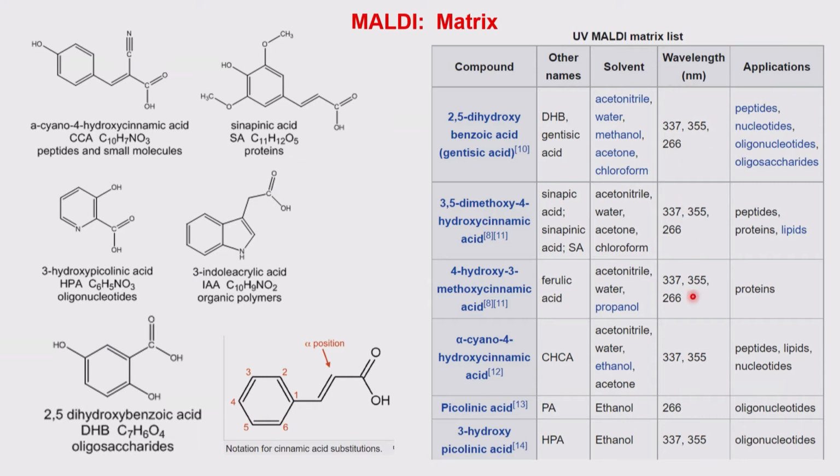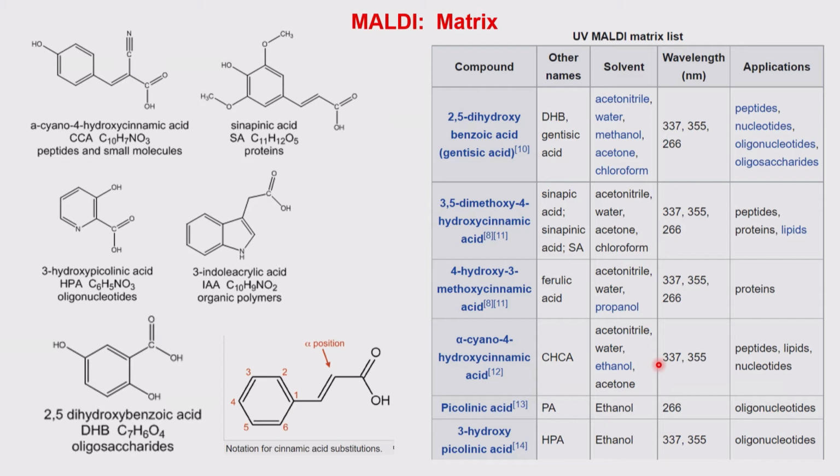You can see using the lasers, these are used for peptides, nucleotides, etc. This is used for peptides, proteins, lipids, then proteins. So you can sit and relaxedly go through all of these details. But I'm sure you understood what a matrix means, what its role is, and how it assists.